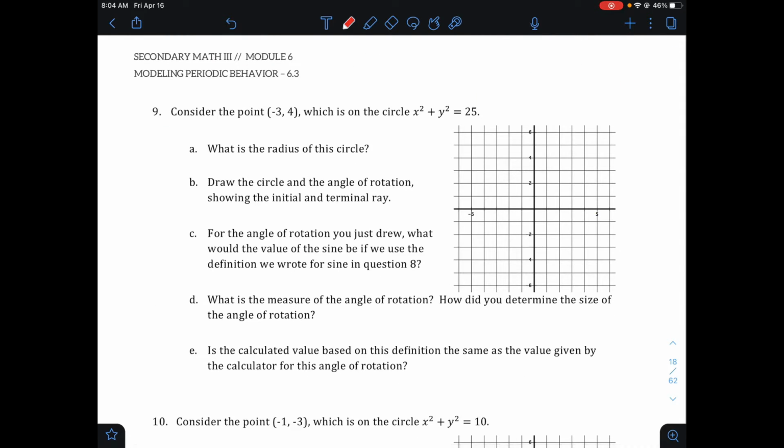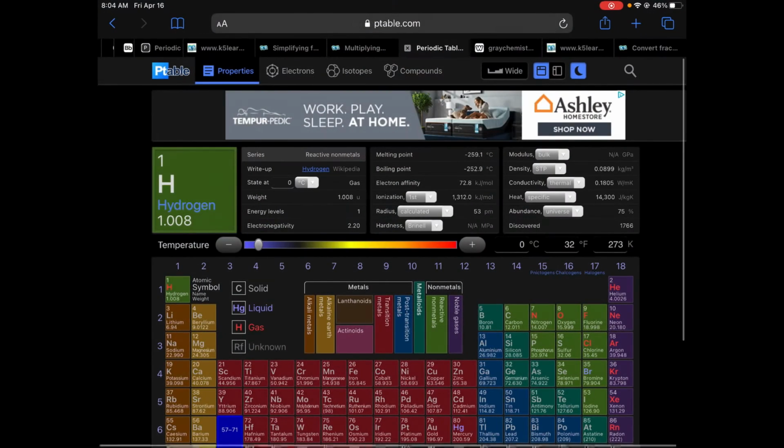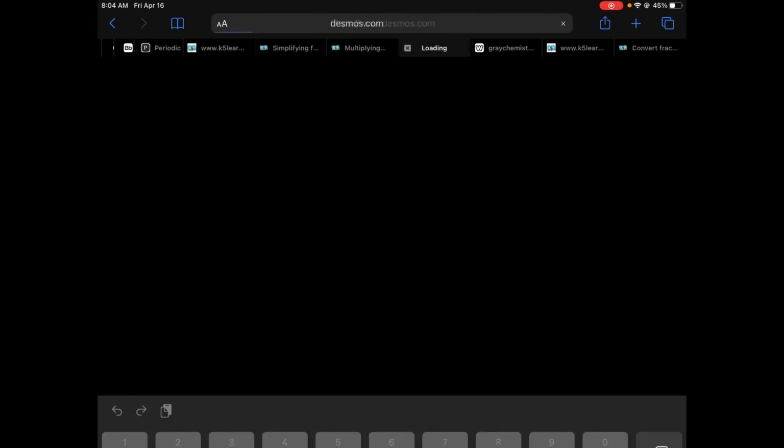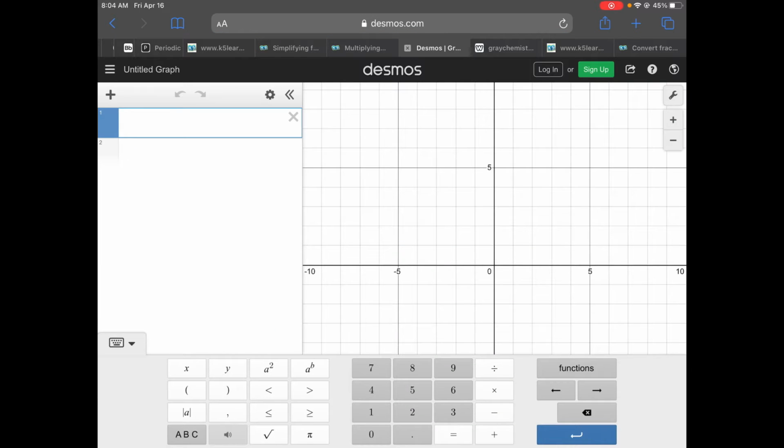All right, so let's try this out here. They said, consider the point negative 3, 4, which is on the circle x squared plus y squared equals 25. So I don't believe you guys know how to graph a circle. So we're going to go to Desmos and give it a shot here. So we get x squared plus y squared equals 25.